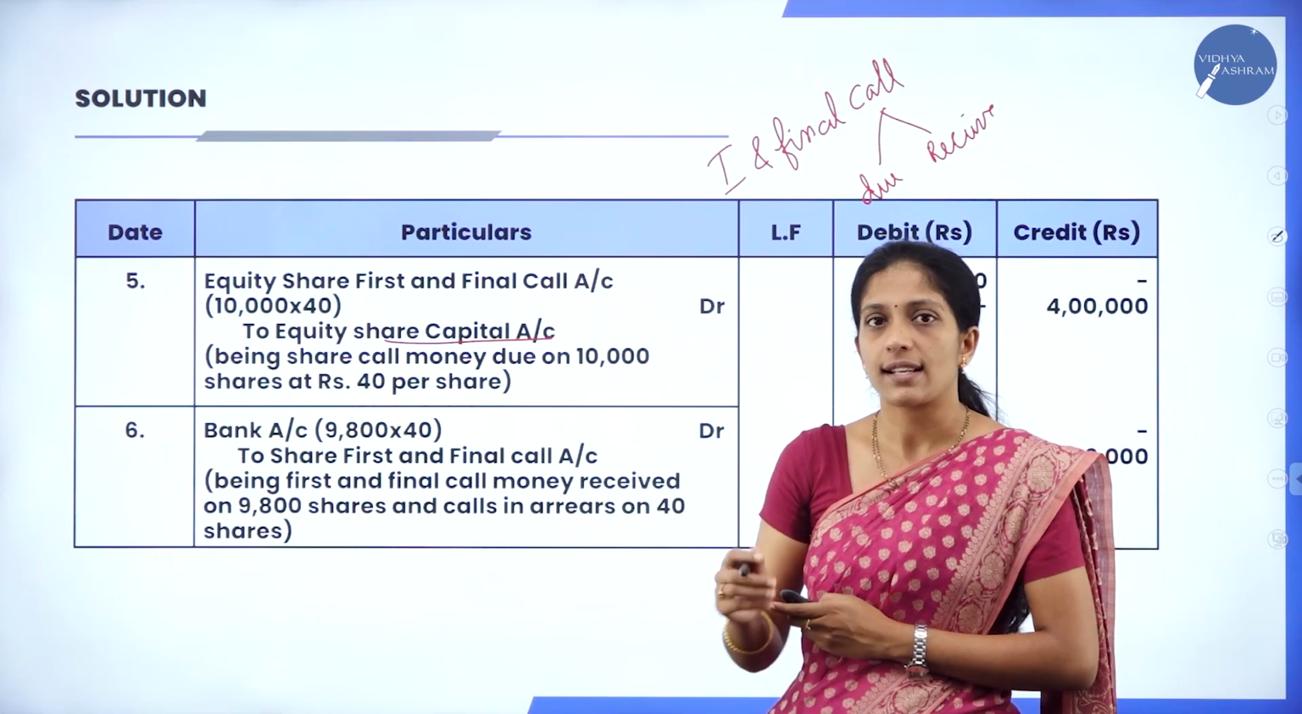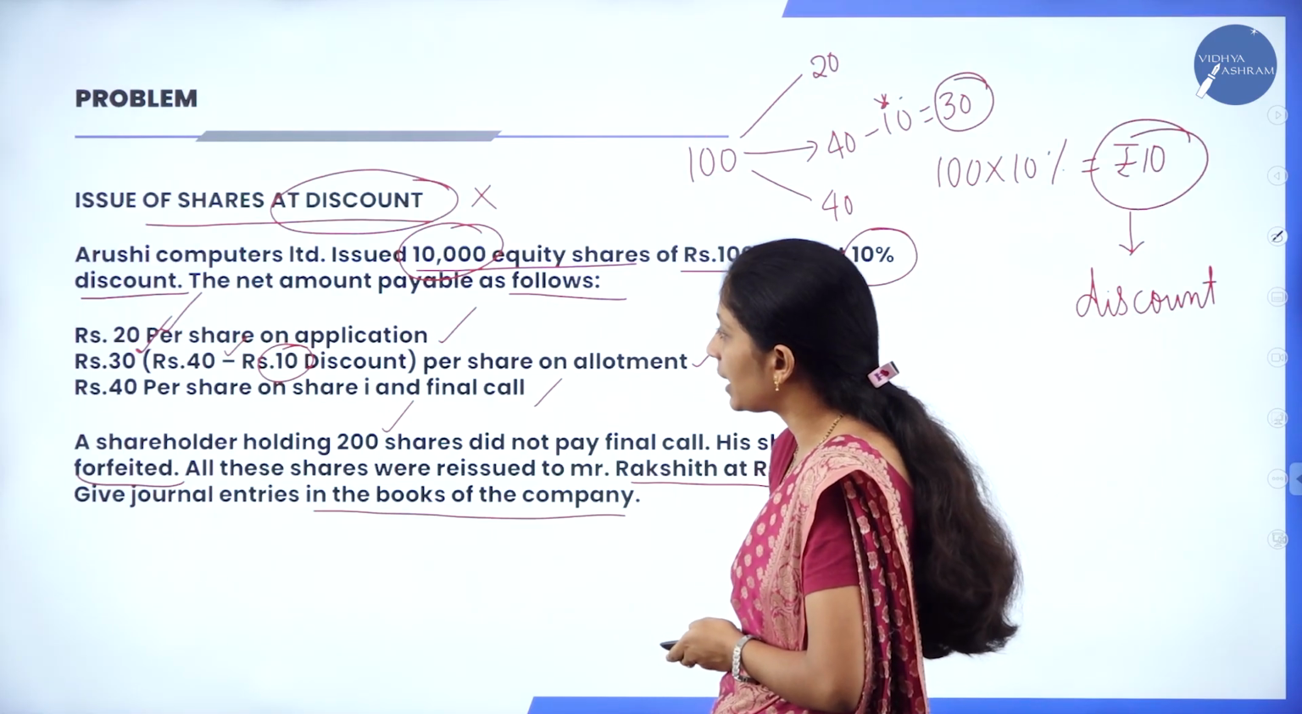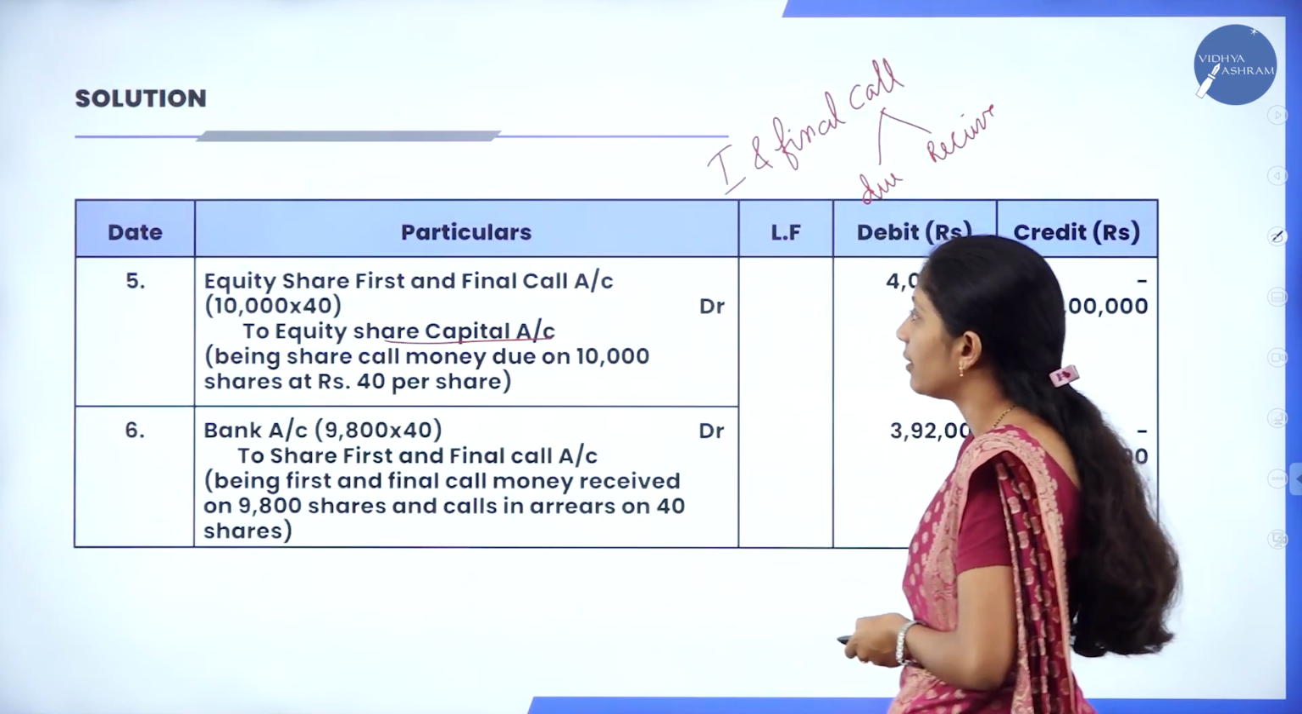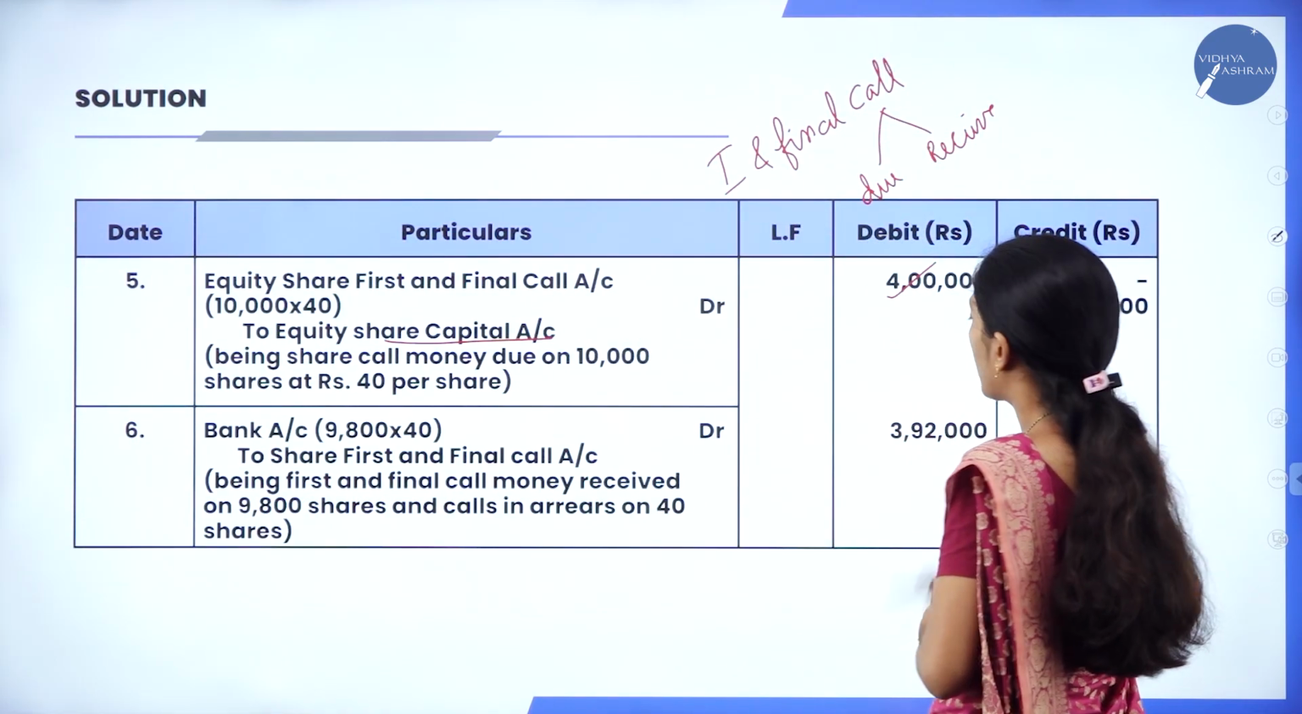What is the number of shares? 10,000. What is the call money? So call money is 40 rupees. 10,000 into 40. So you'll get 4 lakh.